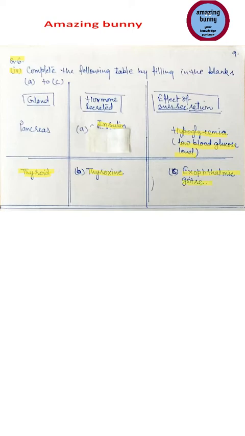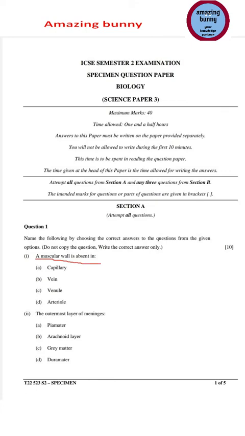Now coming to section A, a muscular wall is absent in, and the answer is capillary, as capillaries are responsible for rapid exchange of material, and they do not require muscular walls, as muscular walls will not help in rapid exchange of minerals. So the answer is capillary. Next question, the outermost layer of meninges. Now the three layers of membranes known as meninges protect the brain and spinal cord, and the middle layer is known as arachnoid layer, and the outermost layer is the dura mater, and the innermost layer is the pia mater. So answer is dura mater.